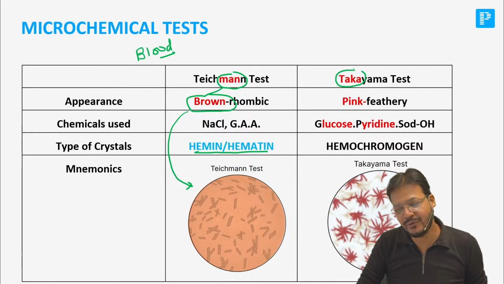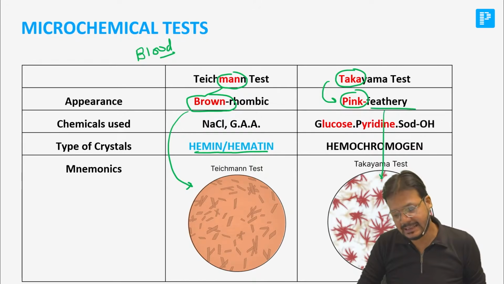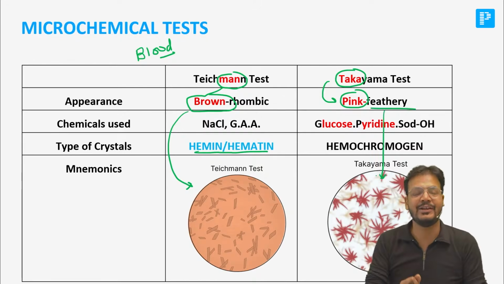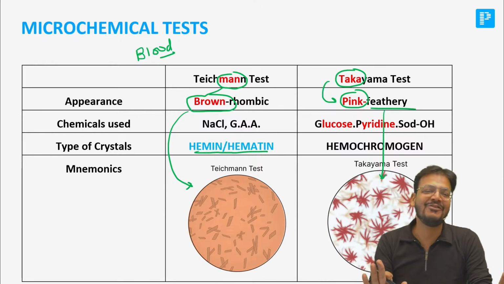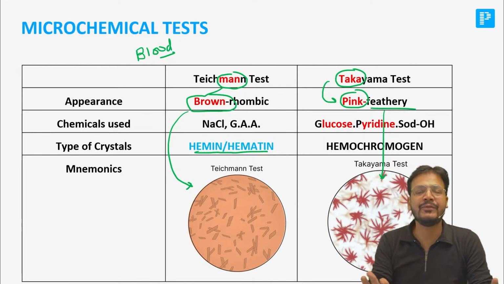Takayama. One of the wonderful tricks of Jhamad sir. That is a Takayama. Which color is Takatak? Pink color is Takatak. So if you get the pink feathery crystal, that is a Takayama test. तो अगर आपको पिंक कलर मिल जाए तो आपकी लाइफ टकाटक हो जाएगी. So your life becomes टकाटक if you get pink feathery crystal. है ना? Takayama gives pink feathery crystal to blood.